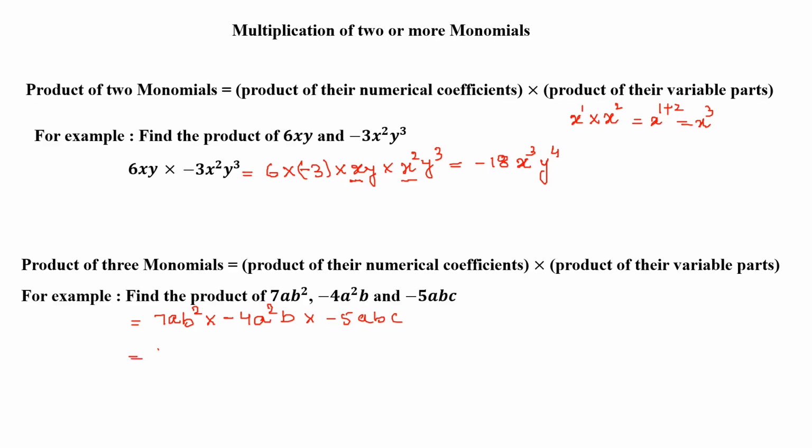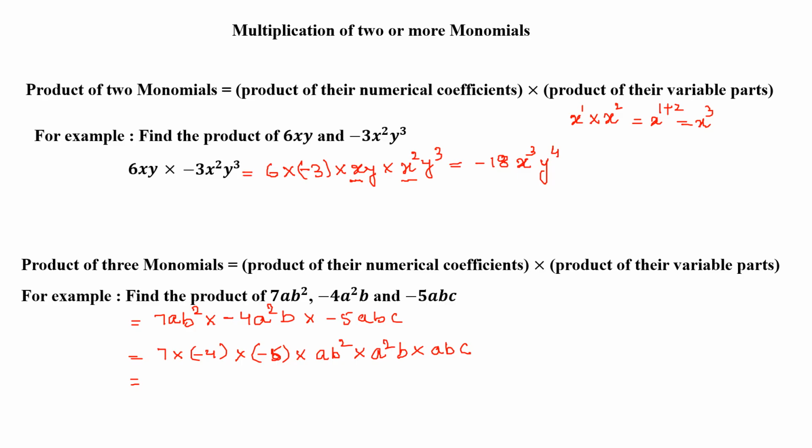So first multiply the numerical coefficient. So it is 7 into minus 4 into minus 5. Okay, negative number I am writing in the bracket. Now multiply the variable part. So it is ab square from the first term, a square b from the second term, and abc from the third term. Now multiply the numerical coefficient. So 7 into, first you see there are two negative signs. So obviously the product is going to be positive, because two negative signs means the negative sign is even number of times, and when you multiply negative integers an even number of times, the product is going to be positive.